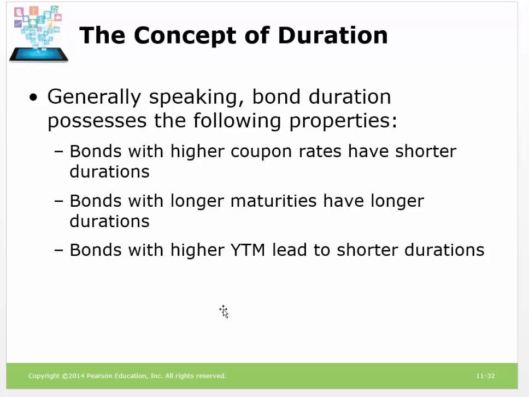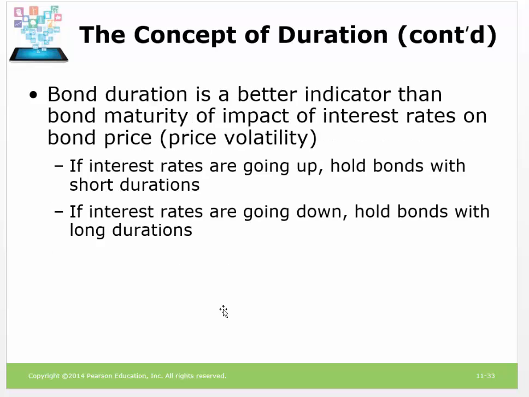Bond duration has these properties. Bonds that have higher coupon rates have shorter durations. So higher coupon rate bonds are less sensitive to price changes than lower coupon bonds. Longer maturities have longer durations. They are more sensitive. Higher yields to maturity lead to shorter durations. So bonds that have high investment opportunity right now as far as returns will have shorter durations than lower yield to maturity bonds. So duration is a better indicator of bond maturity and its impact on prices.